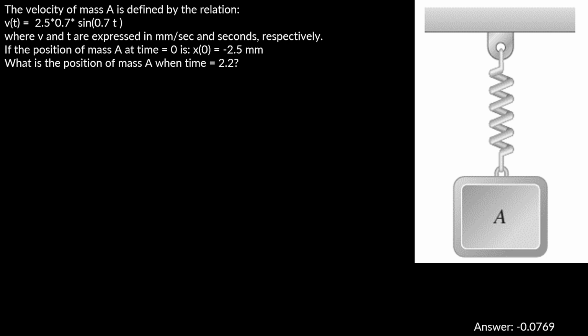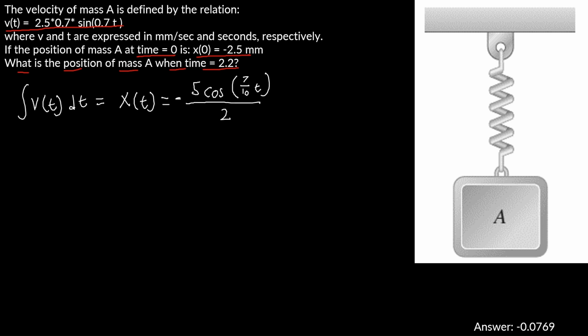If the position of mass A at time equals 0 is negative 2.5 millimeters, what is the position of A when time equals 2.2? We want to take the antiderivative of the velocity equation to find a position equation. The position equation we get is negative 5 cosine of 7 over 10 t, over 2, plus c. Plus c is our universal constant.